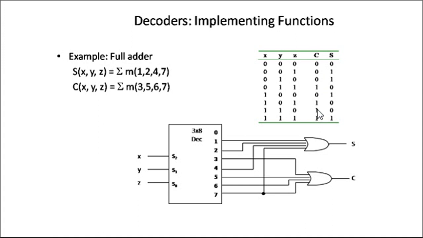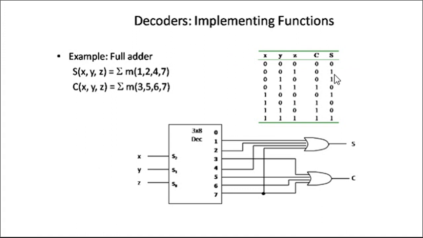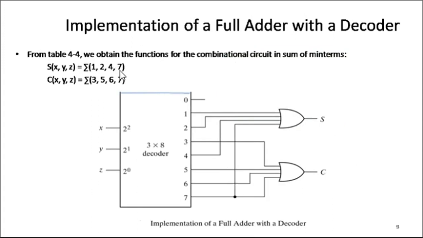See, 1 2 3 4. The decimal equivalent is 3 5 6 7. Check it, 3 5 6 7. Right, now for here 1 1 1 1. This one is 1 decimal equivalent, this one is 2, this is nothing but 4, and this is nothing but 7. Check it, 1 2 4 7.